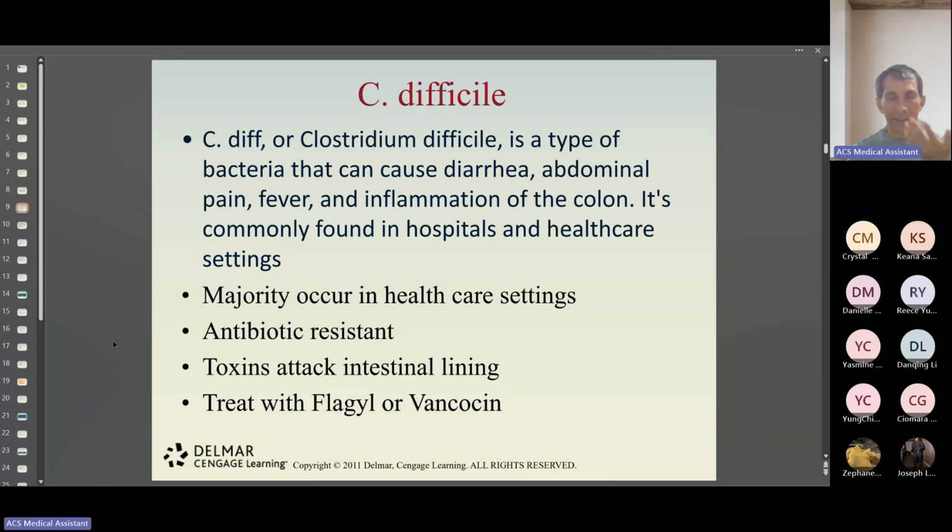So that is basically what it is. Because remember, certain conditions happen because we give the patient too many antibiotics, and these antibiotics destroy the normal flora, which is the one that protects you. So antibiotics are not good all the time.